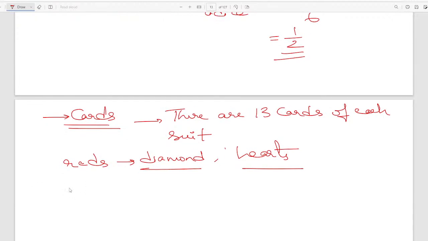And there are black cards. There are spade and clubs. So these are the 4 types of suits that are there.